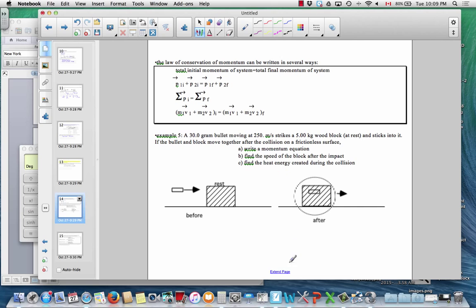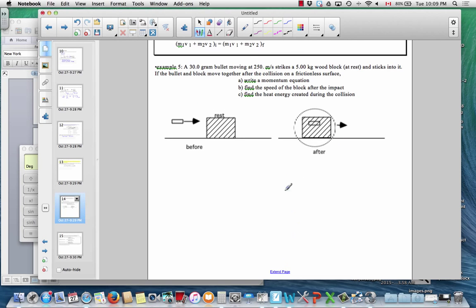That's abstract. Let's apply it to a simple example. So here we have a block, and we fire a bullet, a projectile, into it, and it sticks in the block, and then they move together. And this happens on a frictionless surface. Now, because it's on a frictionless surface, the only forces acting here are going to be the bullet pushing on the block and the block pushing back on it.